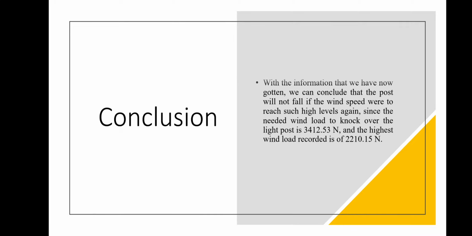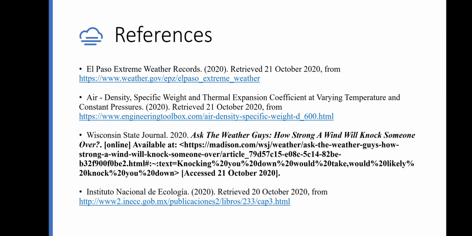So in conclusion, with the information that we have now gotten, we can conclude that the post will not fall if the wind speed were to reach such high levels again. Since the needed wind load to not topple the light post is 3412.53 newtons, and the highest wind load recorded is 2210.15 newtons. Thank you for hearing.